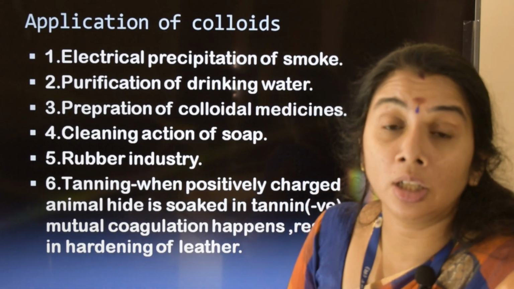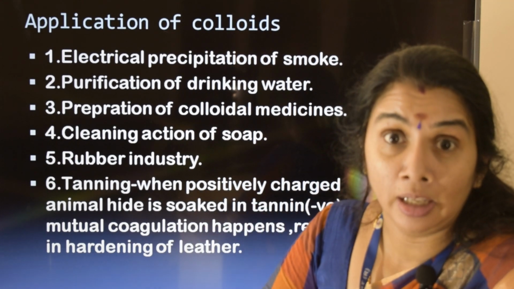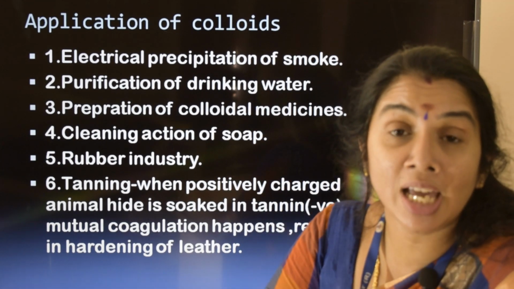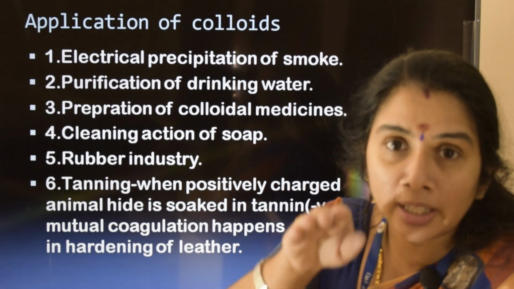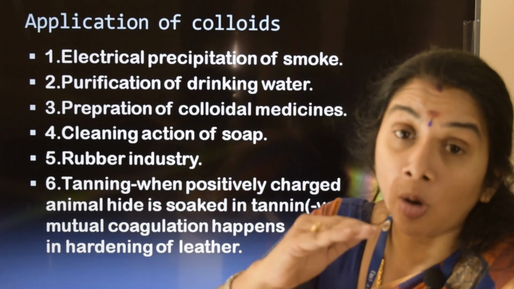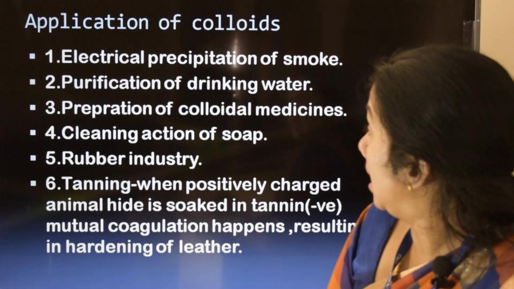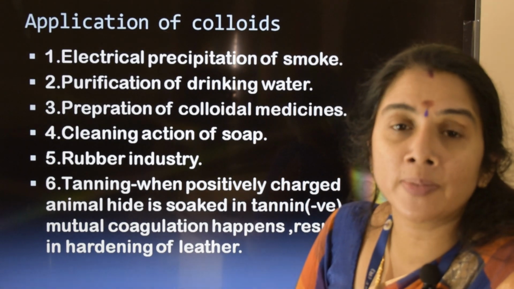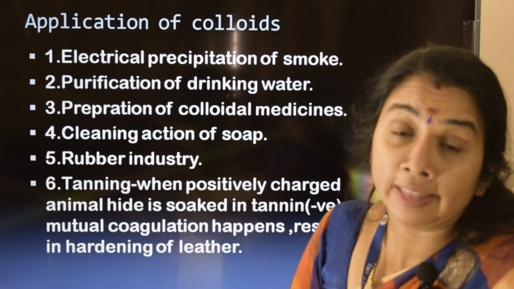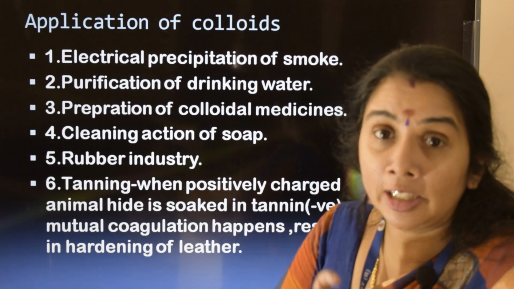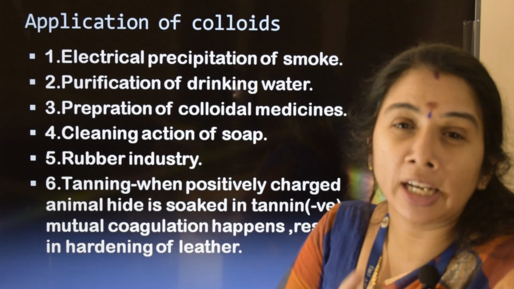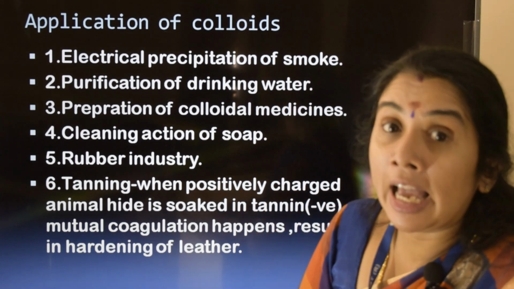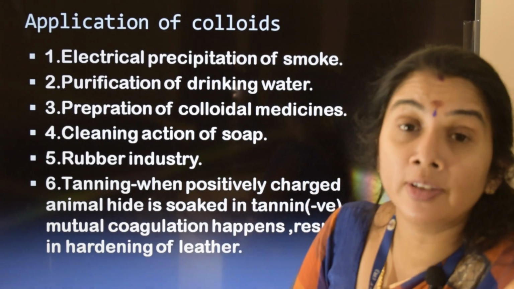Then purification of drinking water. To drinking water, you add a coagulating agent. It coagulates or precipitates all the particles, and they settle down. For example, potash alum is added. It collects all the muddy water and forces it to settle down, thus forming clear water on the top. Then preparation of colloidal medicines. Colloidal medicines, that is medicines in colloidal form, are very effective for our body. That is why you always see on the medicine bottle it says shake well before use, so that if it is in the pure colloidal form, it is very effective. Then the cleaning action of soap, which we have already discussed previously in this chapter.